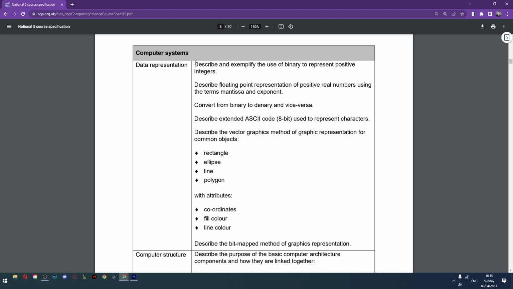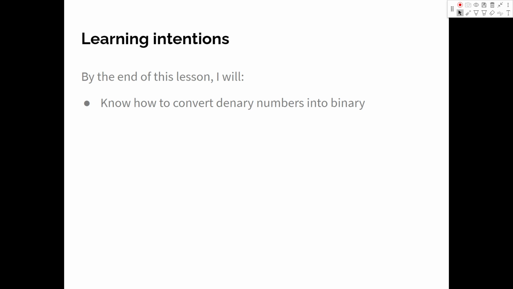In the last lesson, we described and exemplified the use of binary to represent positive integers. We also converted from binary to denary. Today, we're going to do the vice versa. I've got another presentation for you, and we're going to convert denary numbers into binary.